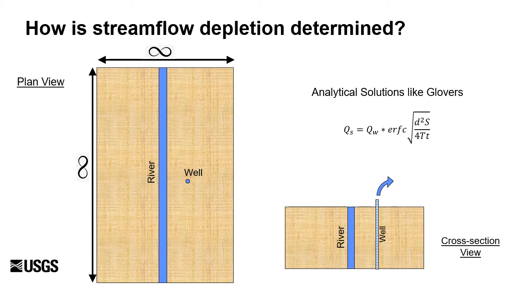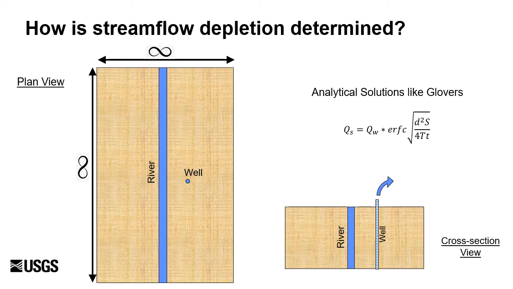And for the streams in the system, they must fully penetrate the aquifer. They need to be straight, and you can only have one stream. And also that stream must have a perfect connection with the aquifer. So the Glover solution is useful in many applications, especially for single well analysis near a river.